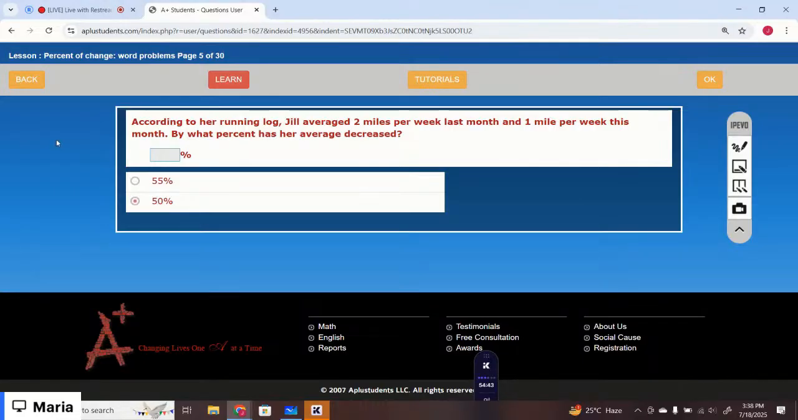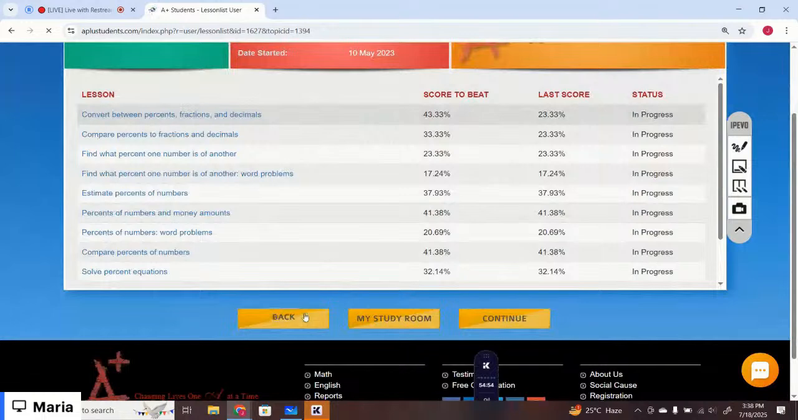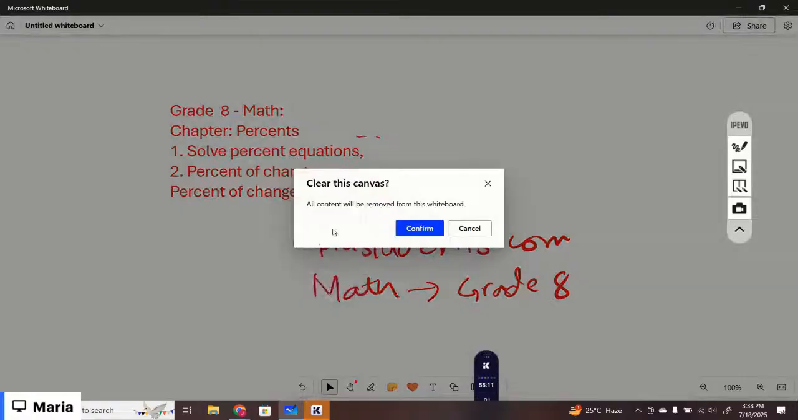Okay, you can complete the lesson by yourself later today. So we were working on grade 8 math. The chapter we were working on is percents. The lessons we have covered today are solve percent equations, percent of change, and then percent of change word problems. So please make sure before the next session you complete all the practice questions for the lessons we just did. That is your homework until next session.